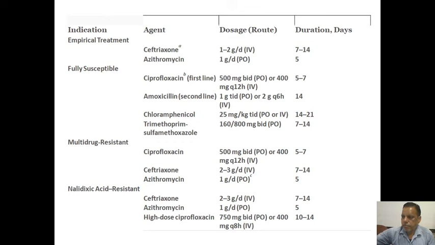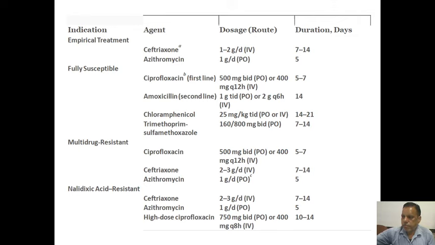Another alternative is azithromycin 1 gram per day. The dose of azithromycin which we typically use for URI, bacterial tonsillitis, is 500 milligram OD for 3 to 5 days, but here again the double dose is used, that is 1 gram per day. So this is the empirical treatment. Now depending on the culture report, if it is fully susceptible, we might choose between ciprofloxacin and amoxicillin. Cotrimoxazole may also be used. Chloramphenicol is typically out of vogue.